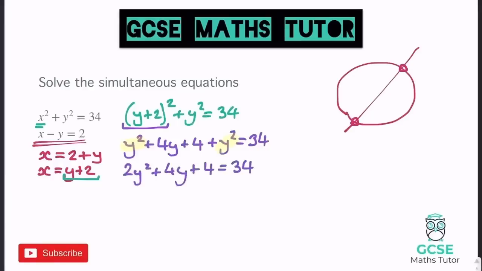And now we can only actually solve one of these. It's a quadratic, so we can only solve that once it equals 0 at the end, so we need to minus 34 from both sides. So if we minus 34, we get 2y squared plus 4y, and 4 minus 34 is minus 30. And that now equals 0.